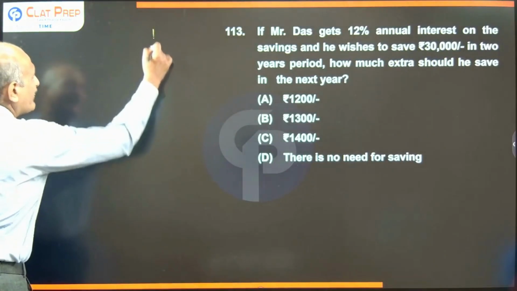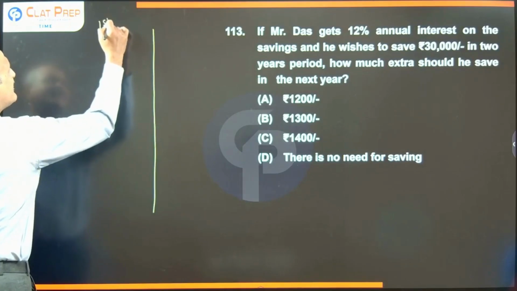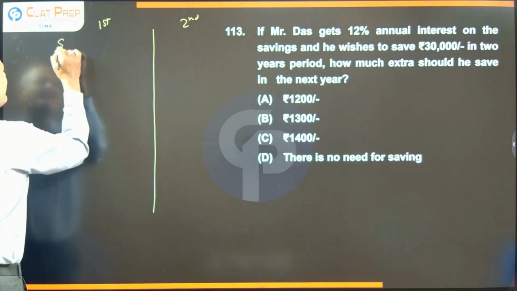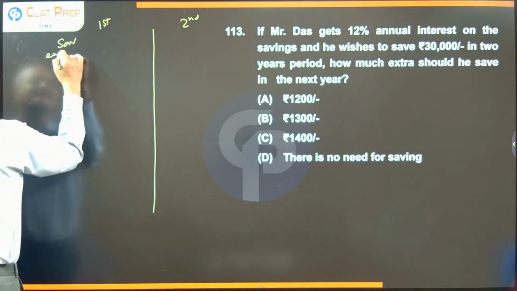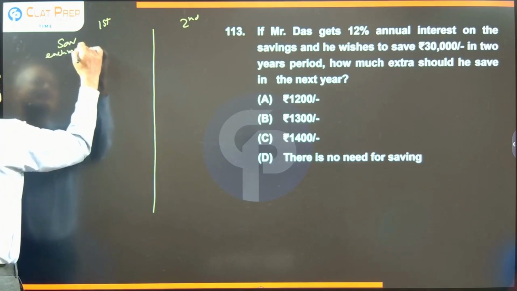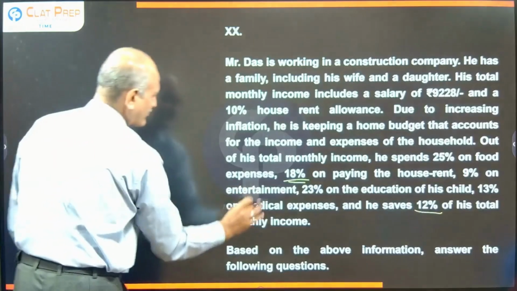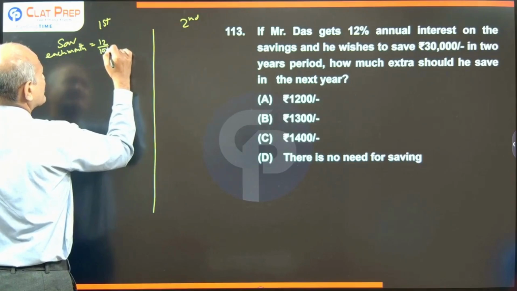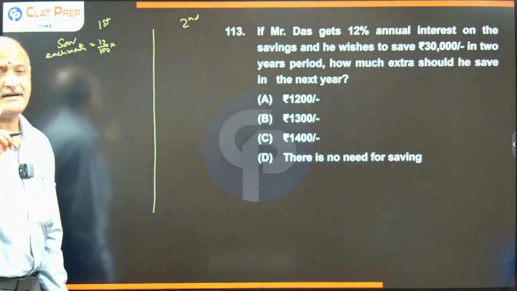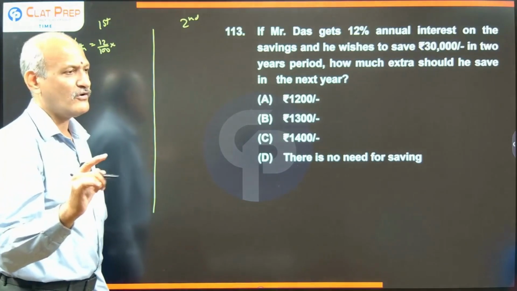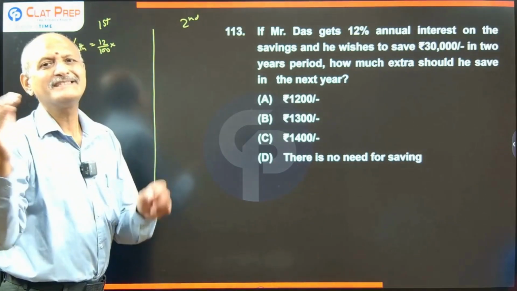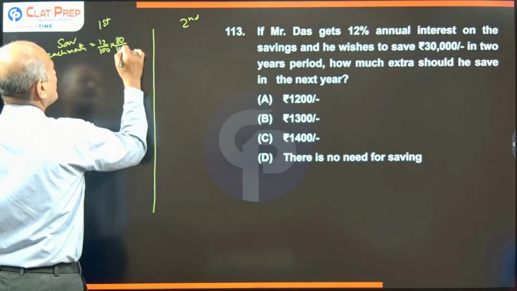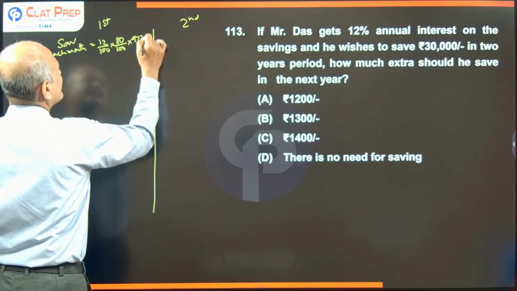Please see, we have to calculate it over 2 years, that is the first year and the second year. Each month, what will be his savings? Can I tell this is equal to 12%? Right, correct? So here I can tell it is 12% of his monthly income. That monthly income, we can tell, is 9228 plus 10% of 9228. We get this equal to 110% of 9228. Like this we can tell it here.